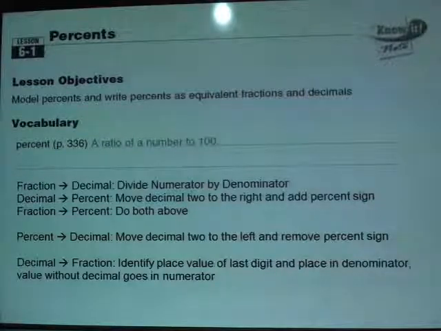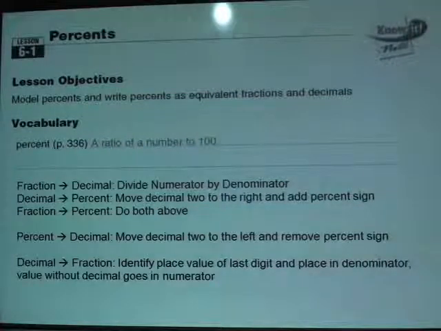Chapter 6, Section 1 in the 7th grade textbook is entitled Percents. So we've transitioned from fractions to things that kind of behave like fractions, ratios. But now we're going to talk about percents. Why? Well, look at what a percent is by definition. A percent is a ratio of a number to 100. Or in other words, a comparison of a number to 100.